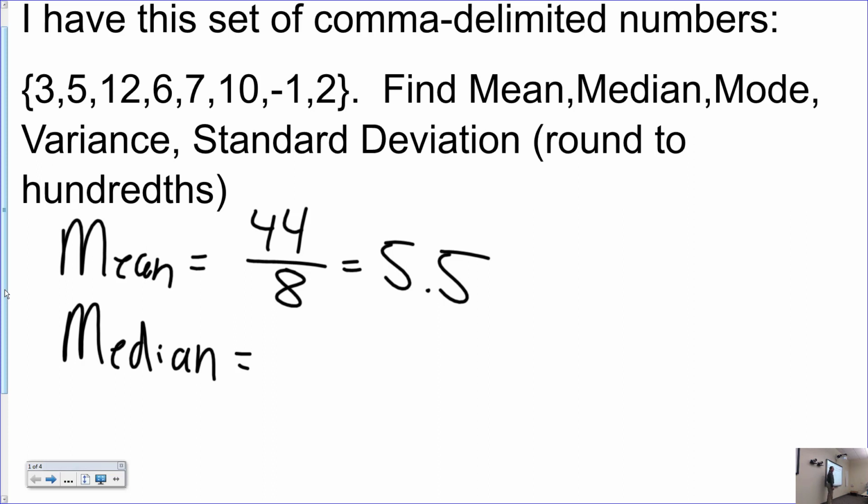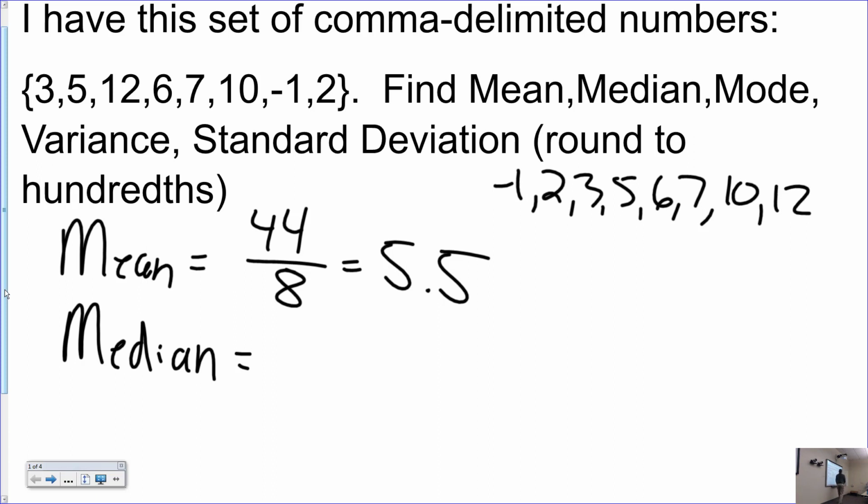No. Okay, put them in order first, right? So, negative 1, 2, 3, 5, 6, 7, 10, 12. Then find the two that are in the middle. It's magic. It's 5 and 6. 5 plus 6 over 2. Hey, isn't that nice? The mean is 5.5, and the median is 5.5. Doesn't always happen, but can happen.